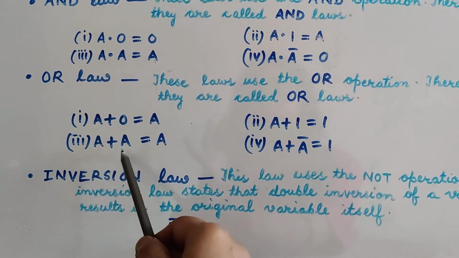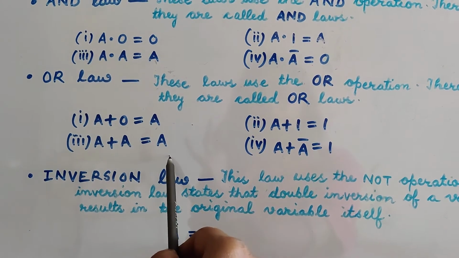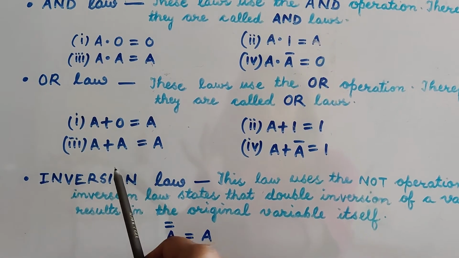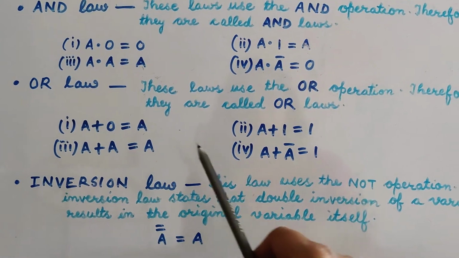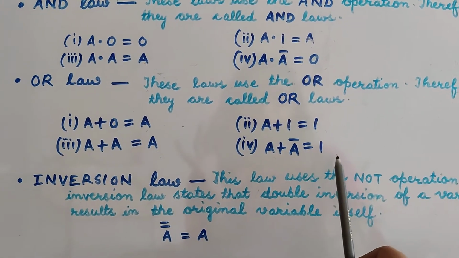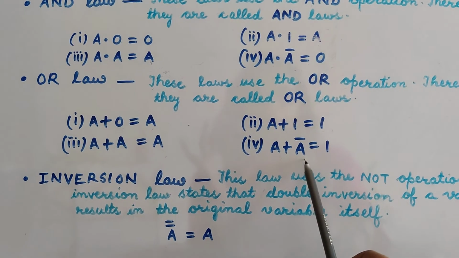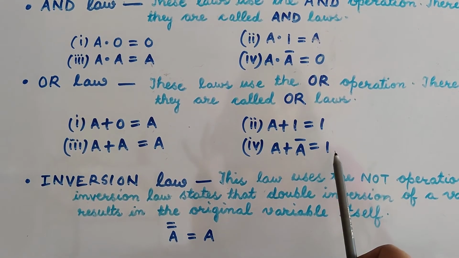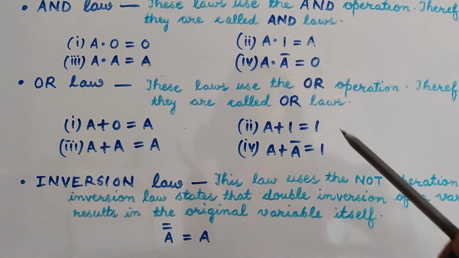Similarly, if any variable is added to itself, then its value will be equal to the value of the variable. That is, a plus a will be equal to a. Any variable when added to its complement, then its value will be equal to 1. That is, a plus a complement will give the value as 1. This is the OR law.